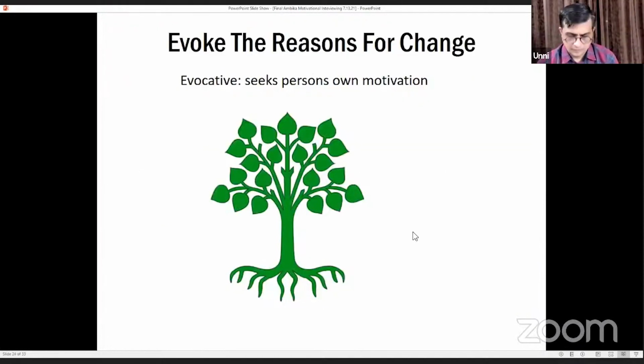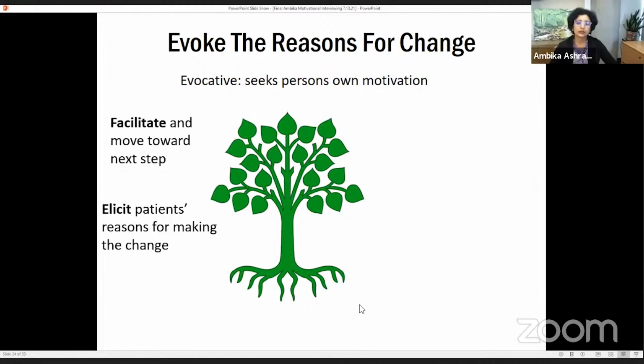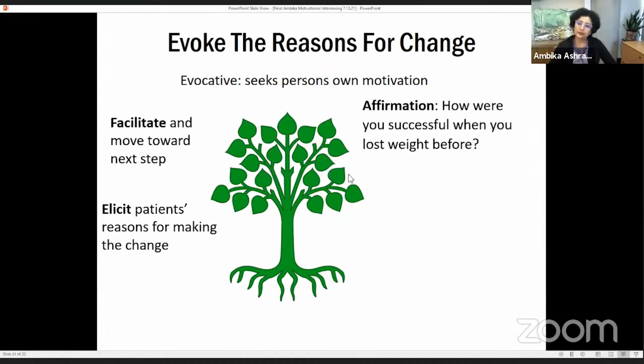So evocative is seeking the person's motivation. We discussed this on multiple occasions. We are eliciting the patient's reasons for making the change. Then we help to facilitate and move towards the next step. Affirmations are important, as Dr. Austin pointed out. How were you successful when you lost weight before?